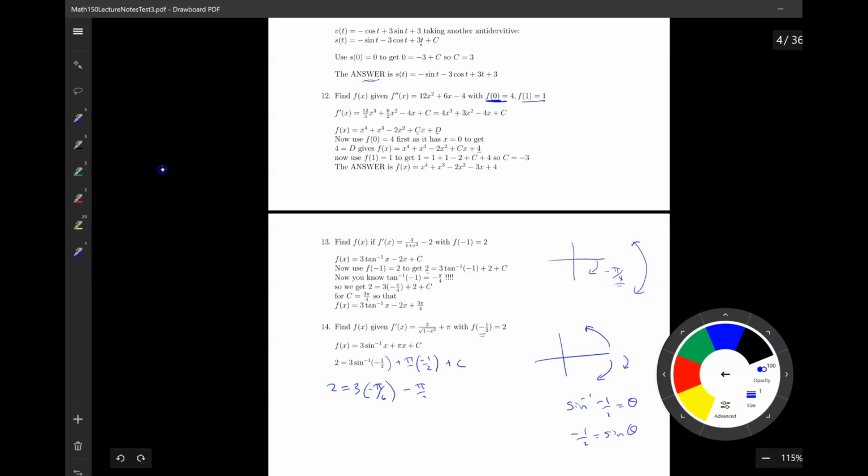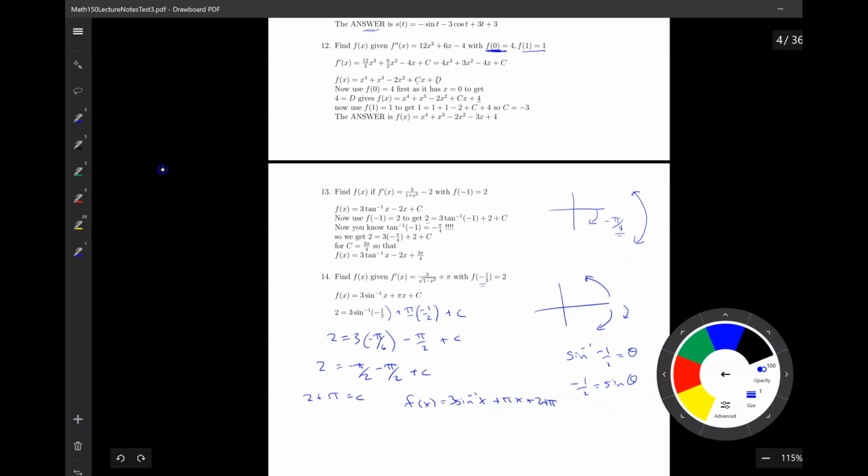This gives me negative pi over 2 plus a c. So ugly things, yes? So this gives me a negative pi over 2, another negative pi over 2 plus a c. So this gives me a pi. So I get 2 plus pi is equal to c. So my final answer will be the function inverse sine of x plus pi x plus 2 plus pi. So you can expect ugly things for your c's. Sorry, that got kind of messy. Let me write it again. F of x is equal to inverse sine of x plus pi x plus the c, which is 2 plus pi.